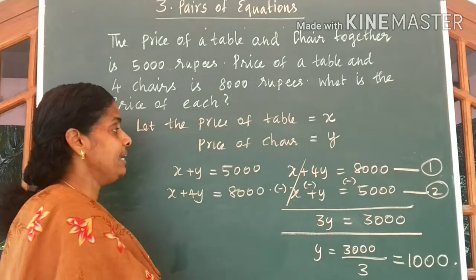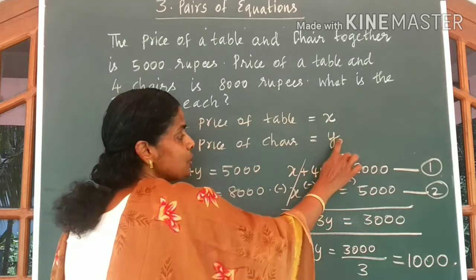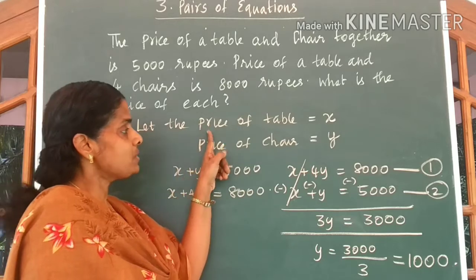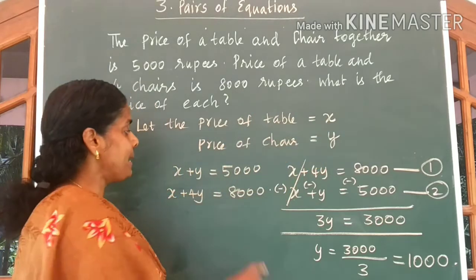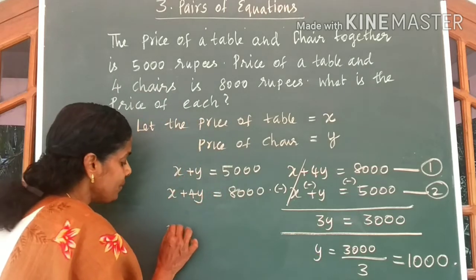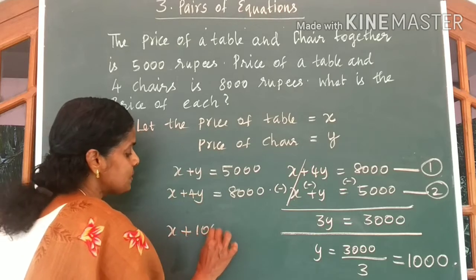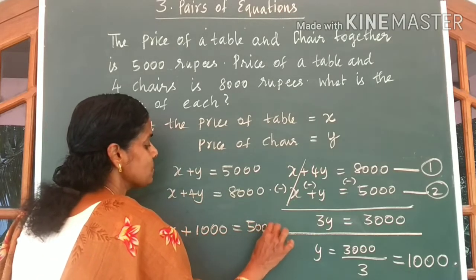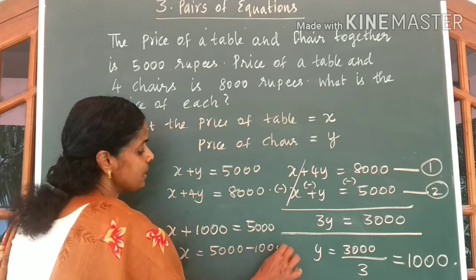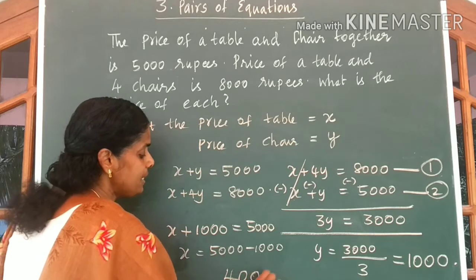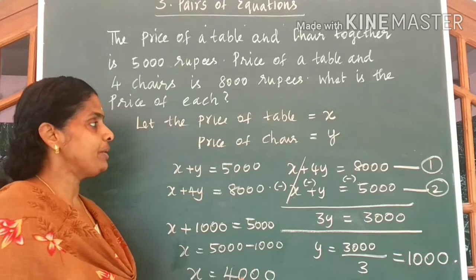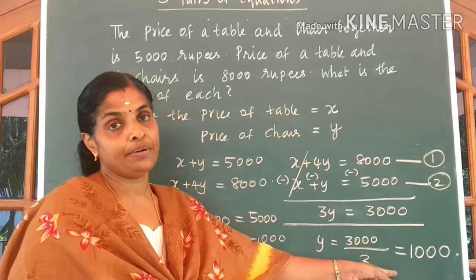So we can understand the price of the chair to be equal to 1000 rupees. Now we have to get the price of the table. So what is the price of the table? Substitute y in the first equation. So you get x plus 1000 is equal to 5000. That is, x is equal to 5000 minus 1000, which is equal to 4000 rupees. So we got the price of the table to be equal to 4000 rupees and the price of the chair to be equal to 1000 rupees.